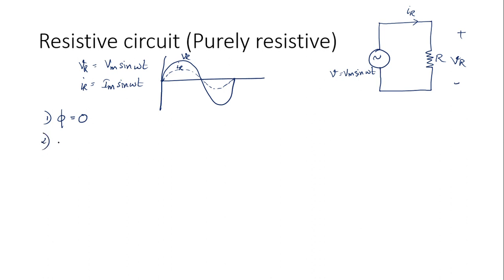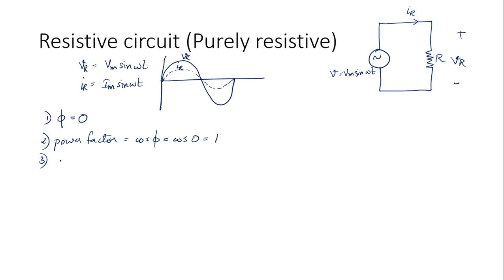And the next parameter I am going to check is the power factor. And the equation for power factor is cos phi. And you already know that you have got over here phi is 0. So cos 0 will give you 1. So in a purely resistive circuit, your power factor is 1.